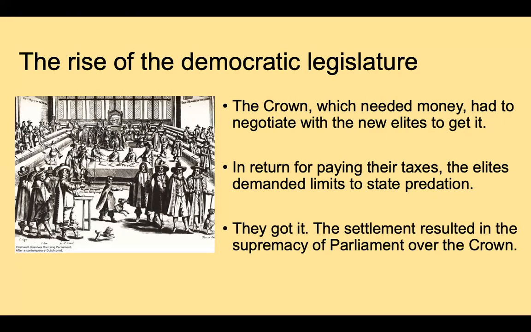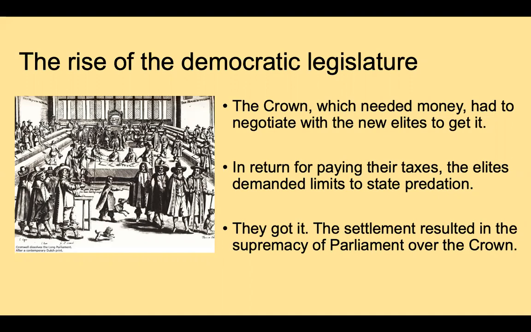Now, the new elites got what they wanted. The crown conceded, and there was a settlement that came about that resulted in the supremacy of parliament over the crown. And in particular, it resulted in the vesting in the parliament of the power of the purse, the power to control the financing of projects or the pursuits or the undertakings of the crown.